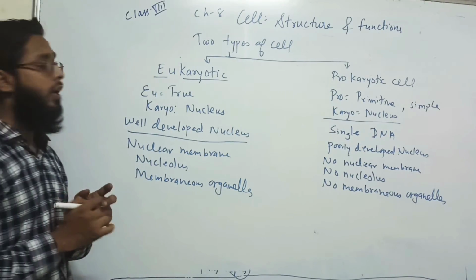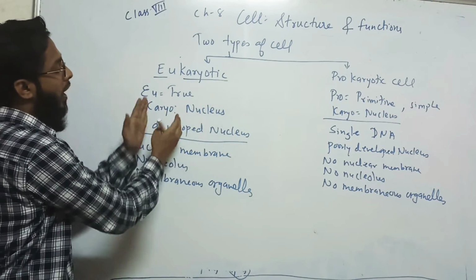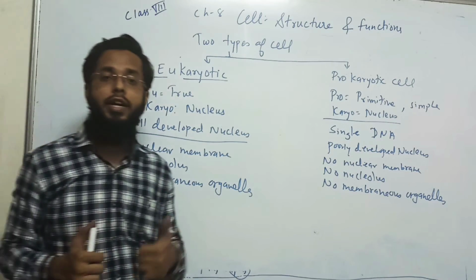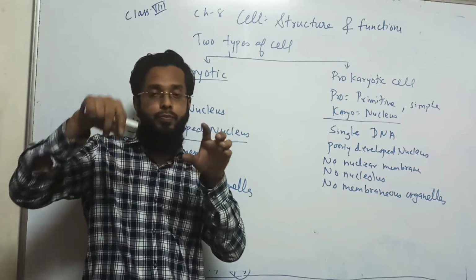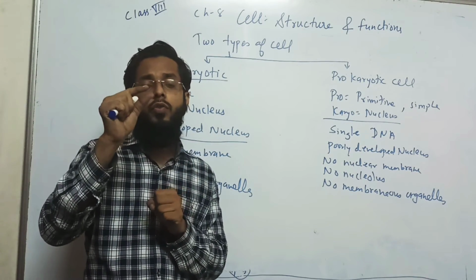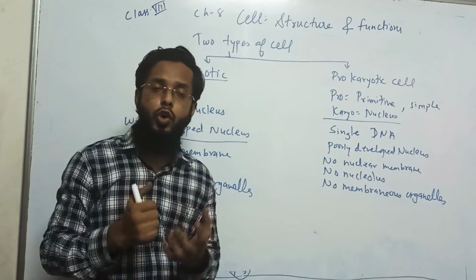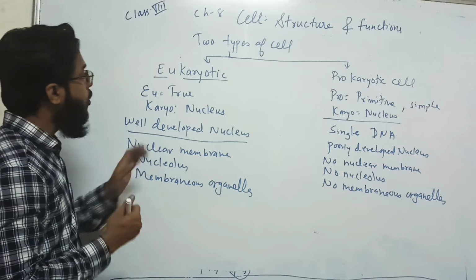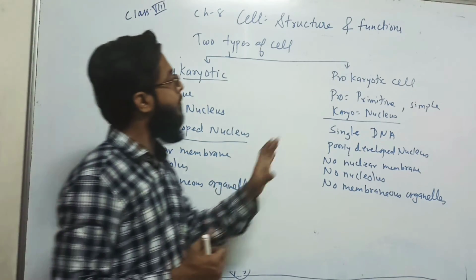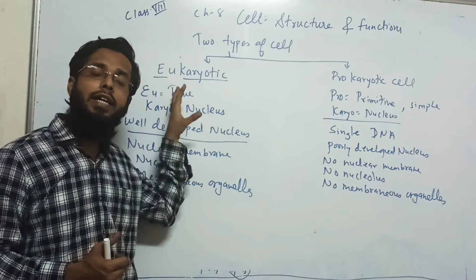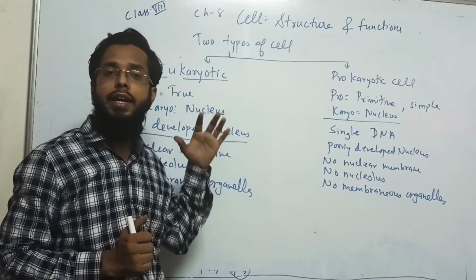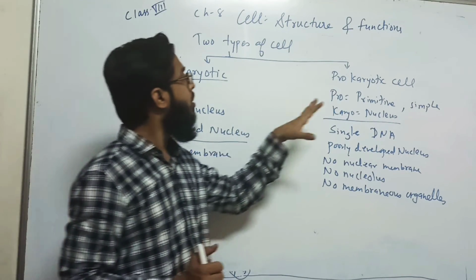You don't have to learn everything. Just for your knowledge, eukaryotic means well developed nucleus. We studied yesterday that in the nucleus we have nuclear membrane, nucleolus. Such kind of nucleus is known as eukaryotic nucleus. It is present in single cell organisms also. It is present in multicellular organisms also.